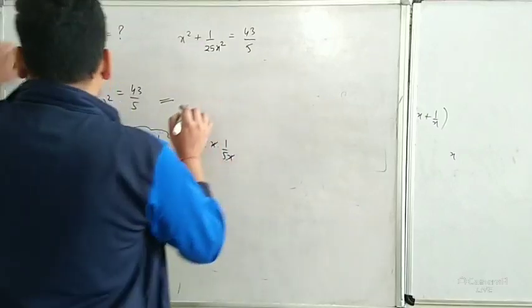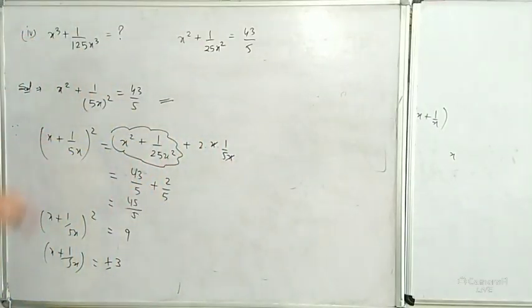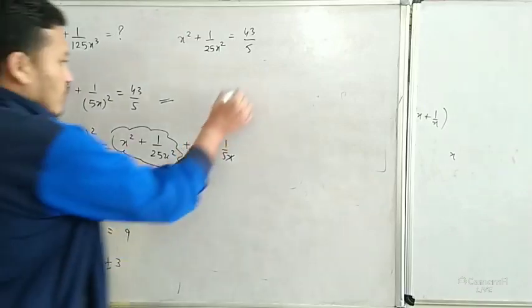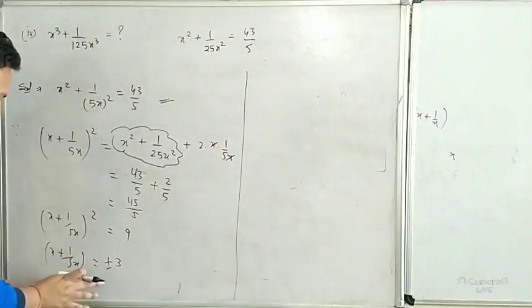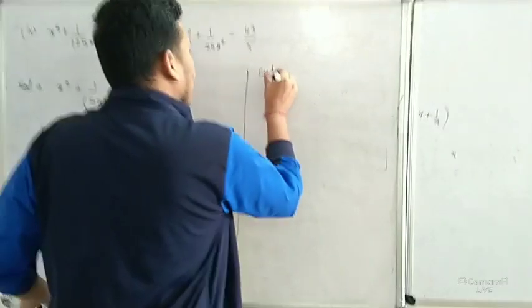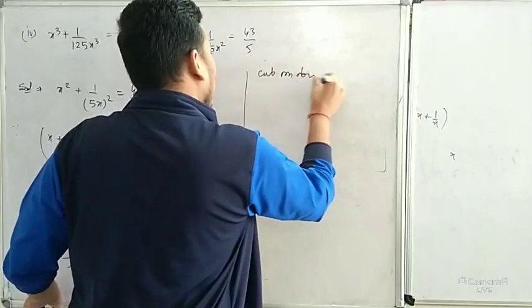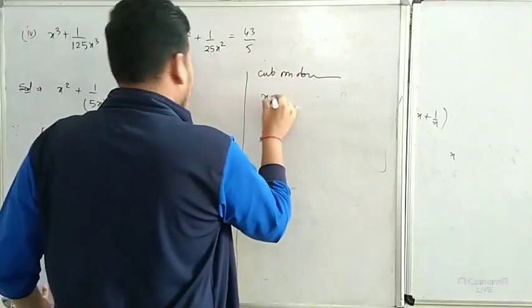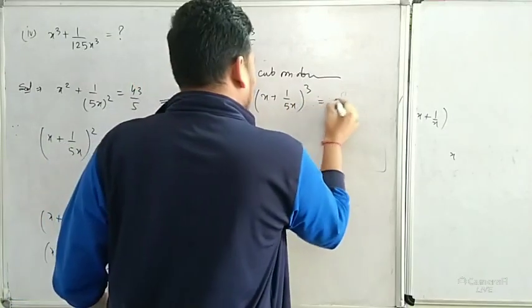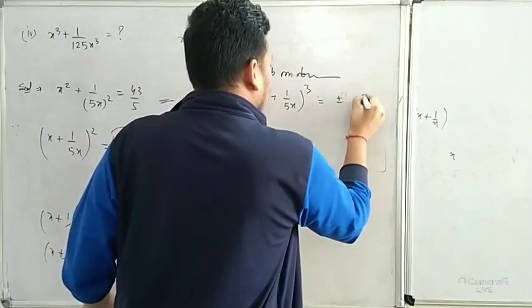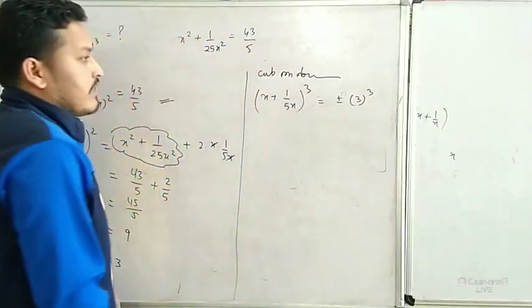Okay, but now we have to make this part, so I have taken positive here. If this is negative, we will take the negative formula here. So now the question is, since x plus 1 by 5x is equal to 3, cubing on both sides, (x plus 1 by 5x) whole cube is equal to plus minus 3 whole cube.